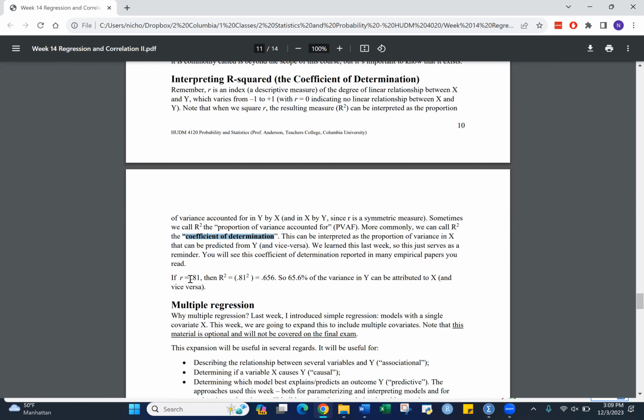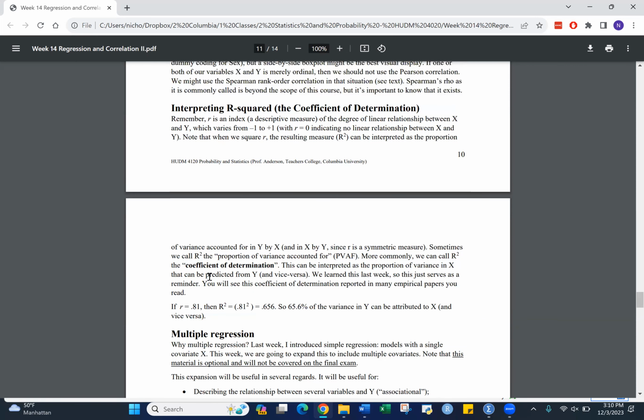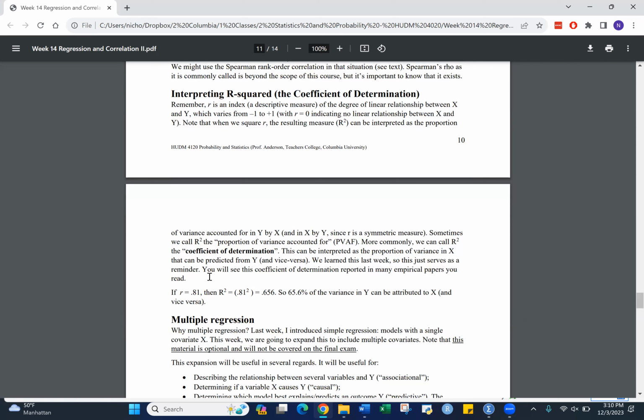But if you have a correlation of, say, 0.81, then if you square it, you can see here we square it to get 0.656. That gives you the proportion of variance in Y that can be attributed to X. So 65.6% of the variation in Y can be attributed to X. That's an important thing around interpretation. You're going to see psychologists and education specialists a lot. They do report these coefficients of determination. It's important to recognize that it's just a squared correlation coefficient.